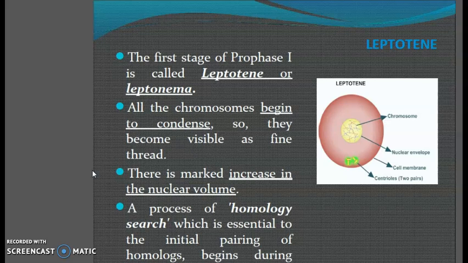In the first stage of prophase 1, the leptotene or leptonema, all the chromosomes begin to condense, so they become visible as fine threads, and there is a marked increase in the nuclear volume. A process of homology search, which is essential to the initial pairing of homologs, begins during this stage.